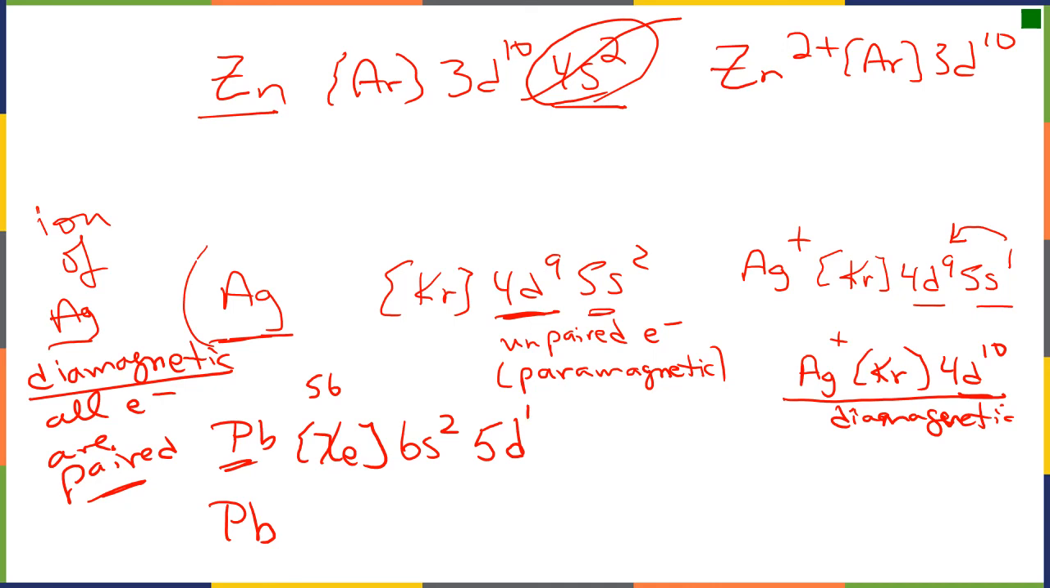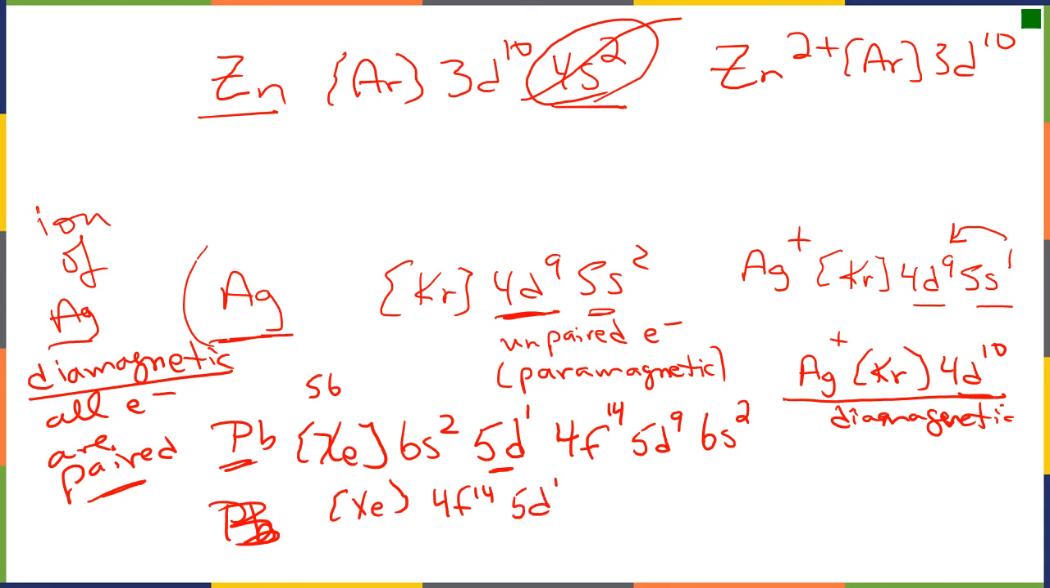We put one in the 5d, and then we go down to our f's. The first row of f's are the 4f's. We have to fill the entire thing, and that is 4f14. We're going to go back up, and we're going to fill the rest of the d's, and that will be 5d9. And then we're going to have 6s2. Yes, I recognize that's a pain. If we group this, we're going to have xenon, 4f14. Why is it first? Because it's the lowest quantum number, followed by 4f14, 5d10, 6s2, 6p2.